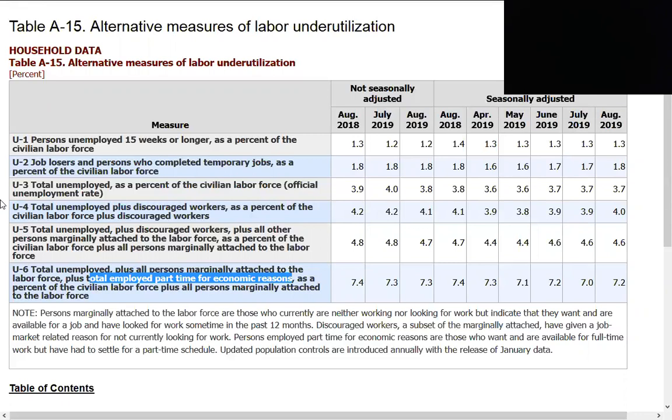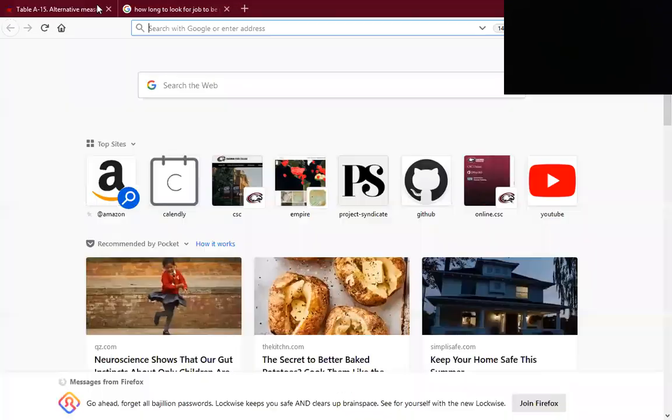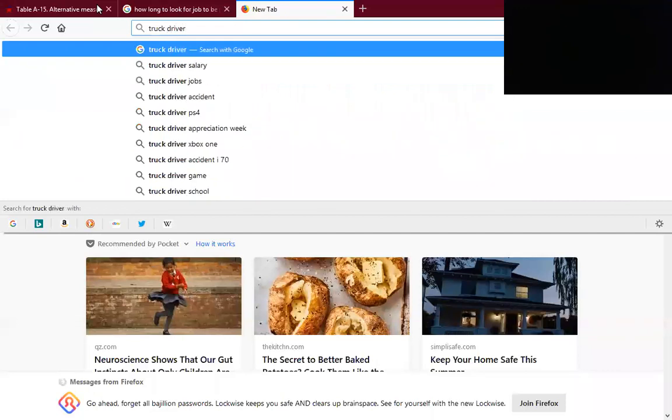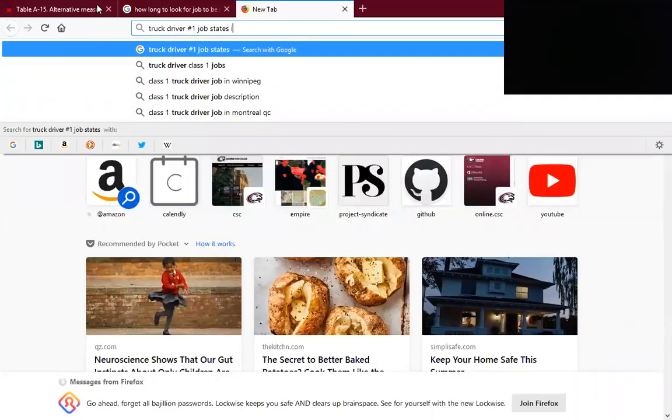So we're going to see an interesting shift happen because, let me see if I can find this map. Truck driver job states in USA.